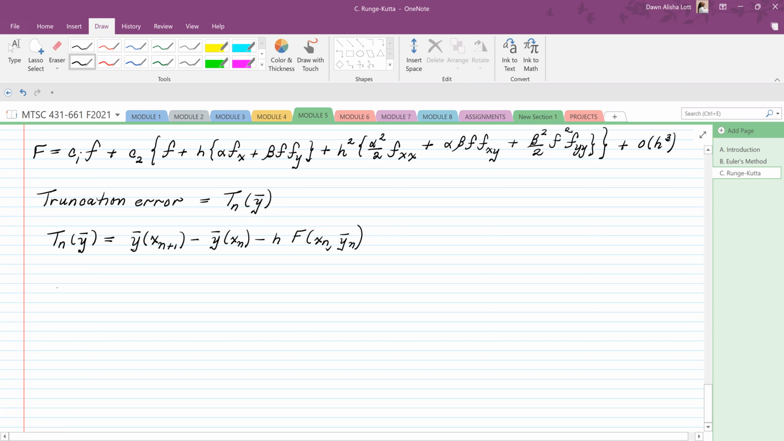Now y bar of xn plus 1 is equal to y bar of xn plus y bar prime of xn times h plus y bar double prime of xn times h squared over 2 plus y bar triple prime of xn times h cubed over 6 plus something of order of h to the 4th.